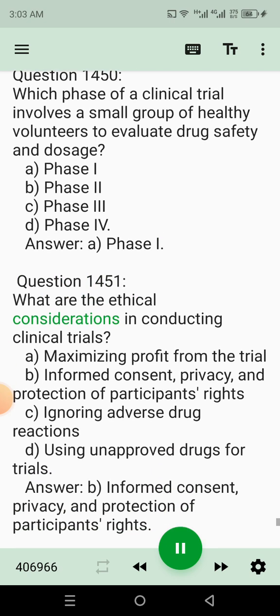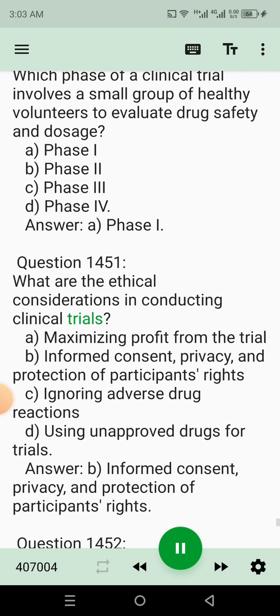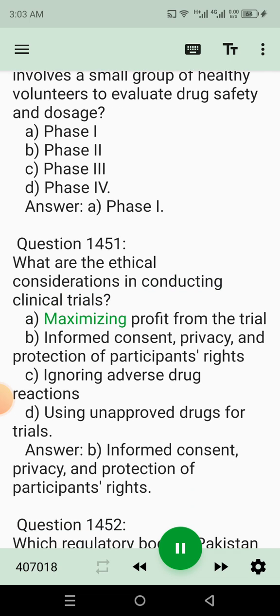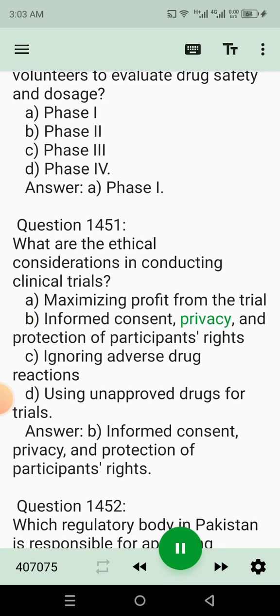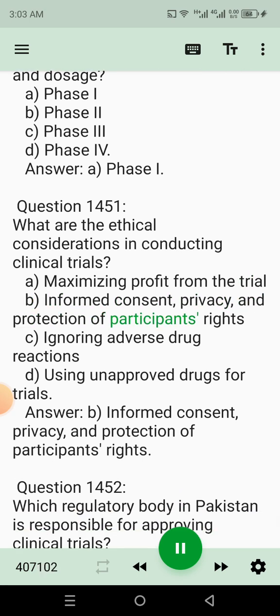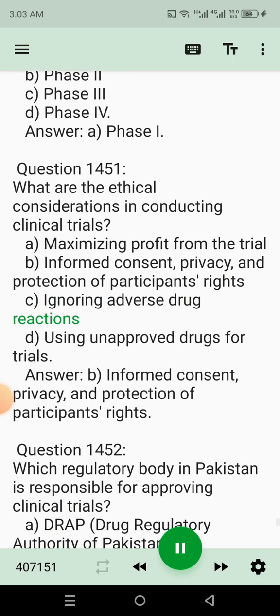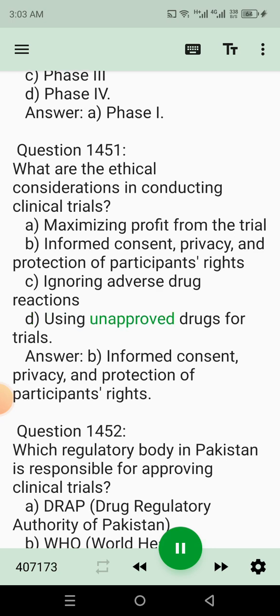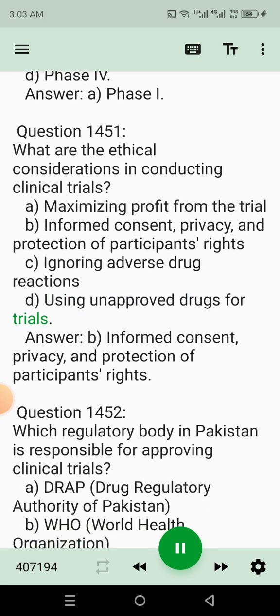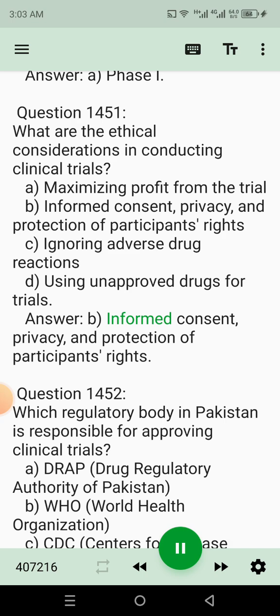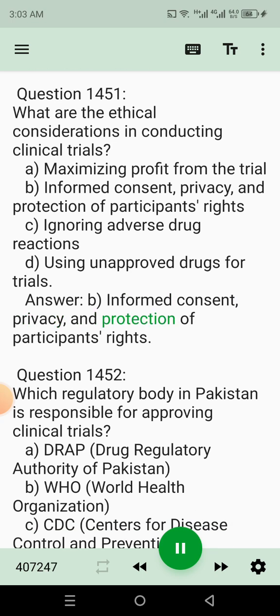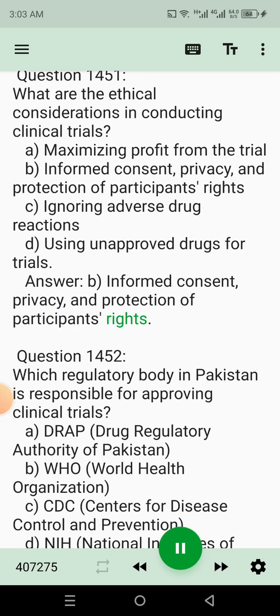What are the ethical considerations in conducting clinical trials? A. Maximizing profit from the trial. B. Informed consent, privacy, and protection of participants' rights. C. Ignoring adverse drug reactions. D. Using unapproved drugs for trials. Answer. B. Informed consent, privacy, and protection of participants' rights.